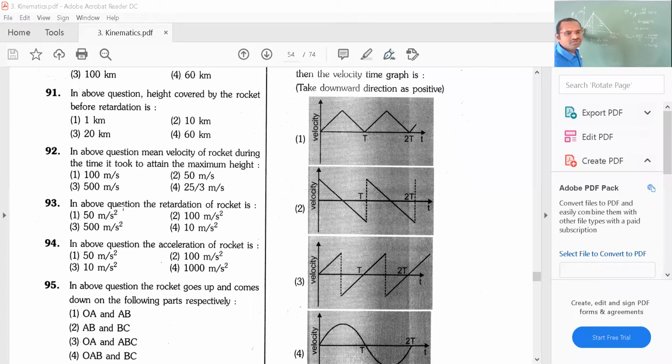Next, question number 93. In the above question, the retardation of the rocket. How much retardation will be there? 10 meter per second square, because it is constant retardation, with acceleration due to gravity acting there. Correct.